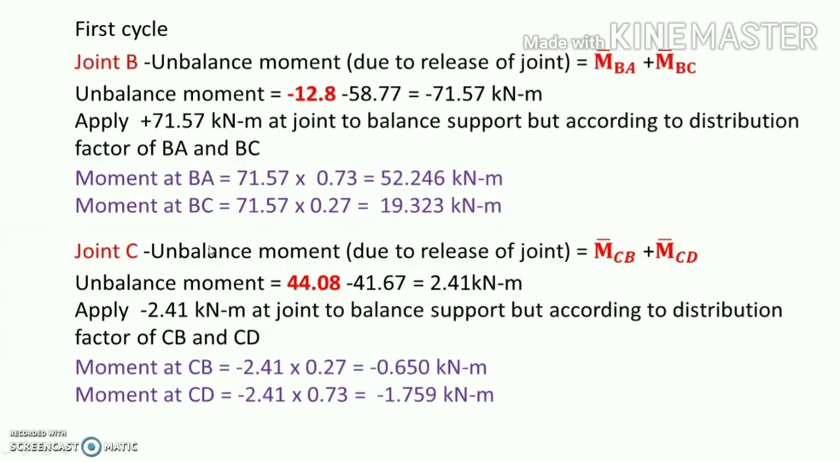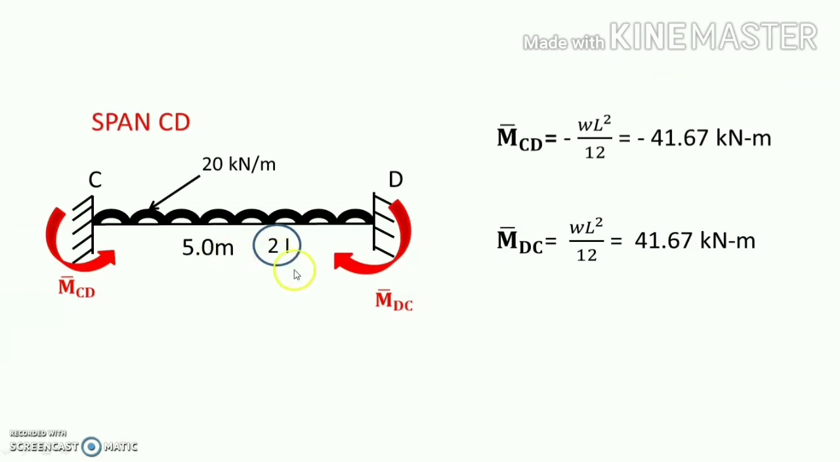So, WL square by 12 here, WL square by 12 here, both because of the symmetry of loading, minus because of this anti-clockwise, and this is plus because this is the clockwise. Now, put the value into this M.D.M table.